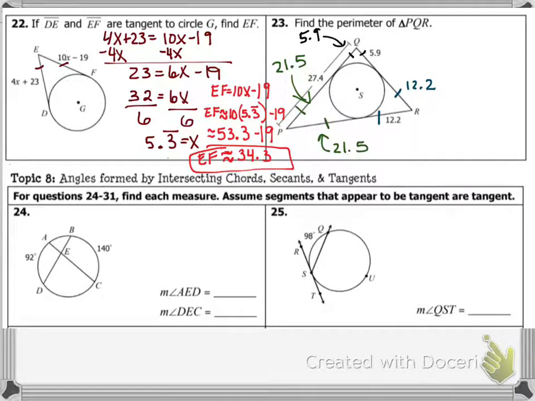Cool. So actually we don't even have to do that, because if we knew the whole thing over here was 27.4, we could have just known that this whole thing was 27.4. So anyway, whatever. Okay, so to do the whole entire perimeter, I'm going to add up the side lengths. So along from Q to R, I have 5.9 plus 12.2, and then I'm going to add in the top side, which is 27.4.